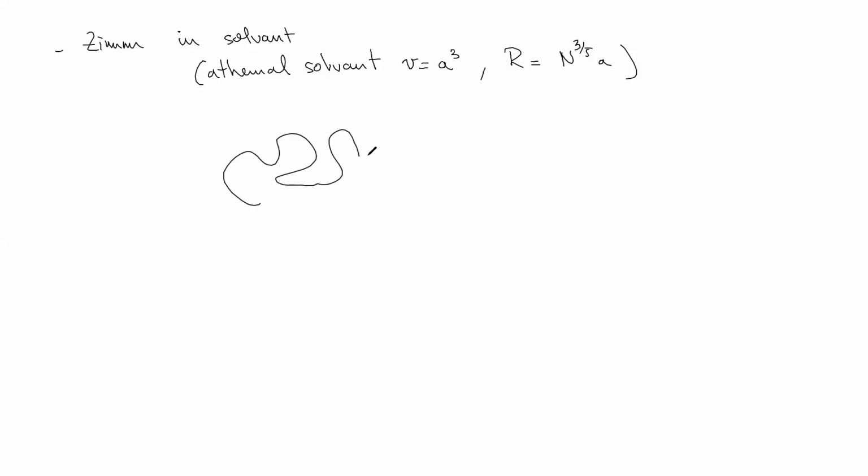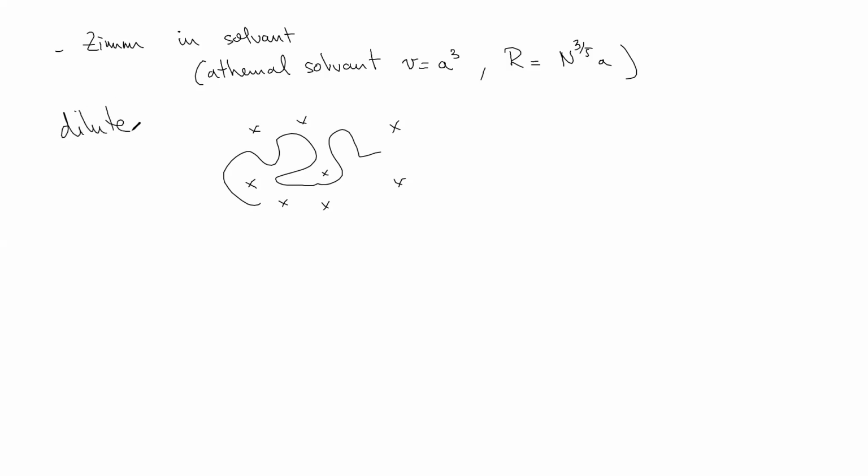So you have a solvent, an athermal solvent, so that the excluded volume is equal to A cubed here. And the radius is the Flory radius. That's the radius of gyration, okay? So let me just take one chain in a solvent. It's dilute for now.